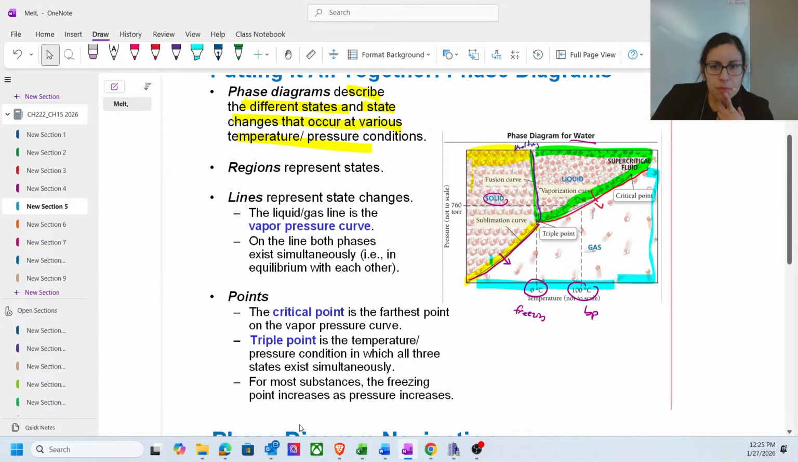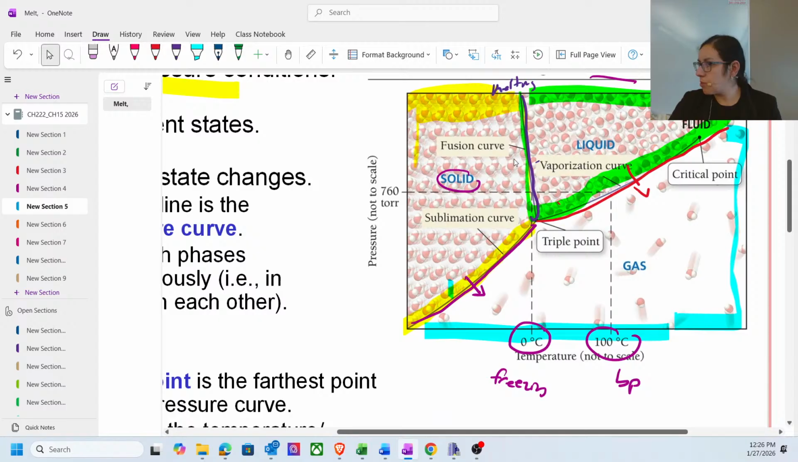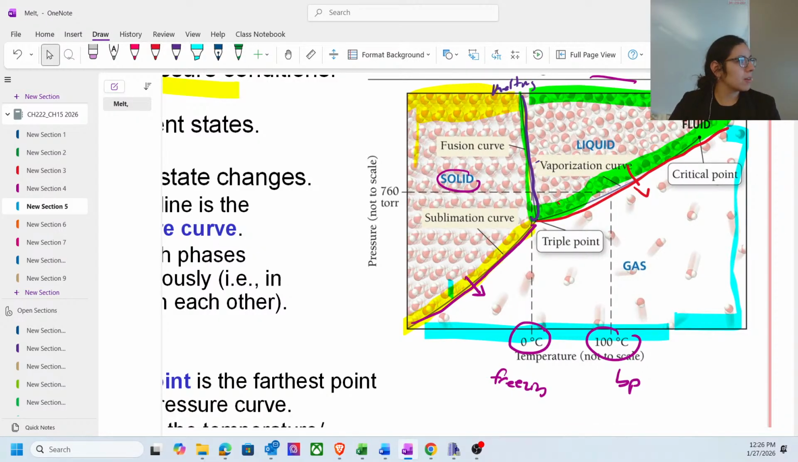Just making sure we hit everything. Again, make sure you can label the states of matter, solid, liquid, gas, and then the critical point, triple point, and all these curves: fusion, vaporization, and sublimation curve.